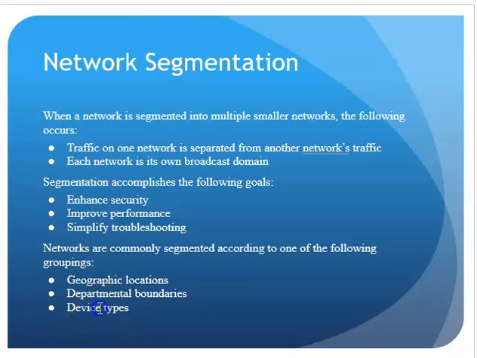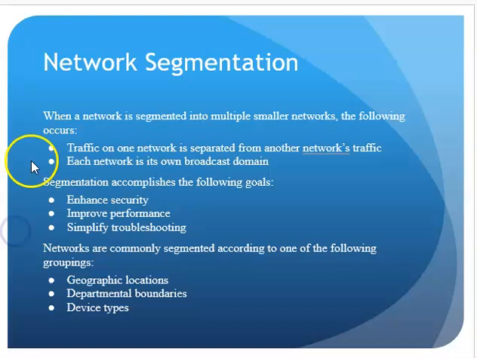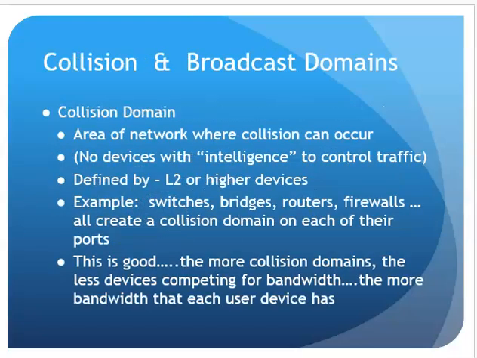Last but not least, device types. You might allocate a subnet to the wired desktop users, a different subnet to the wireless users, and a different subnet to the IP phones. And again, that would keep those traffics separated. As we said right here, geographic, departmental, or device type. I just kind of broke that out for you.